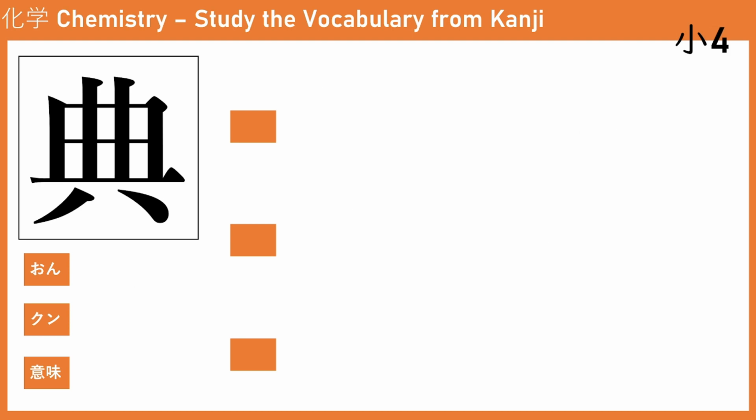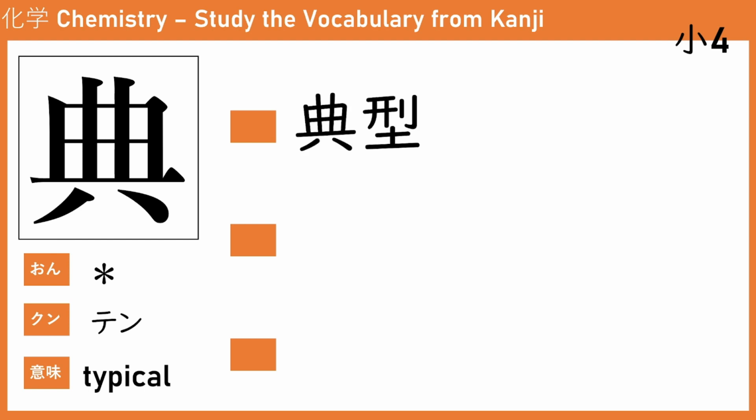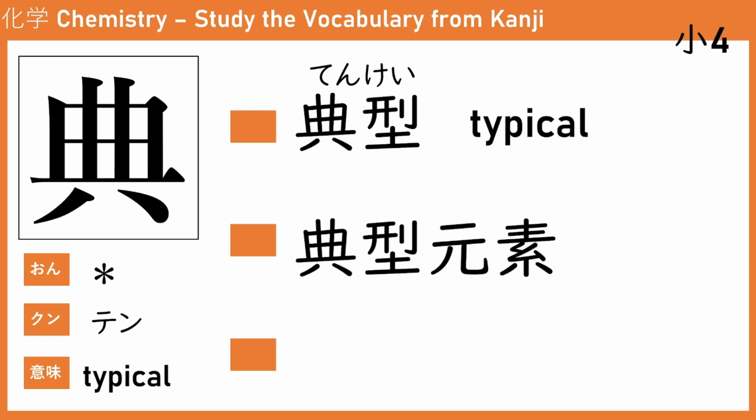The next kanji is ten. Ten can mean typical, the usual, the typical one. Okay, so first one we got tenkei. Tenkei means the typical. Tenkeiteki na, the typical Japanese person. Tenkeiteki na Nihonjin.